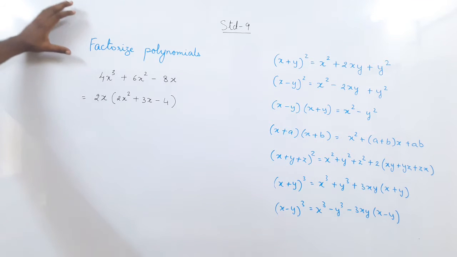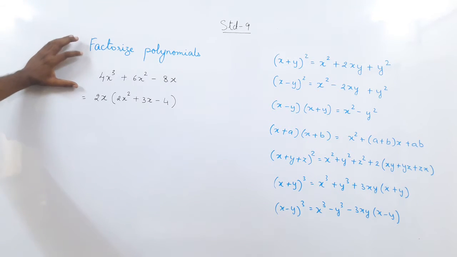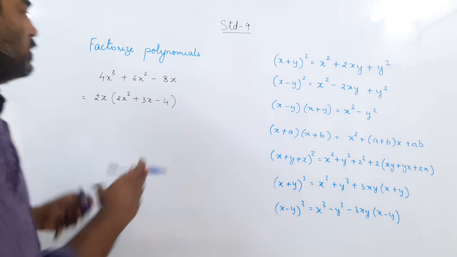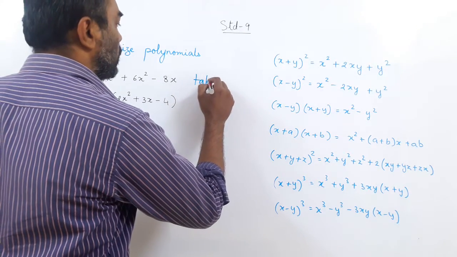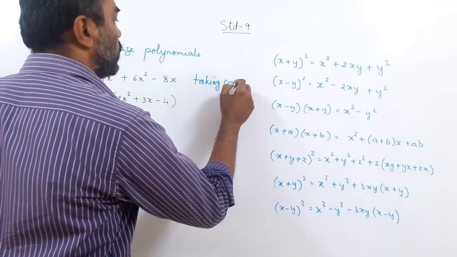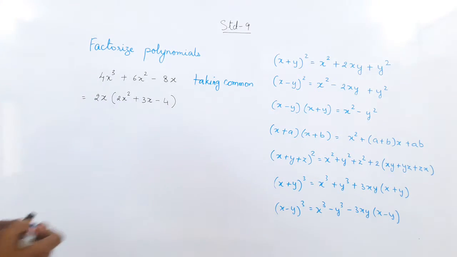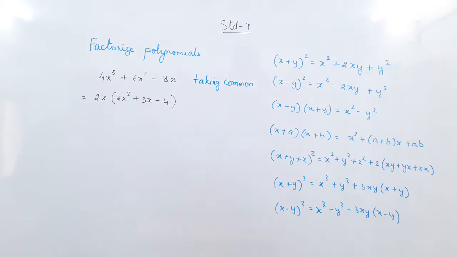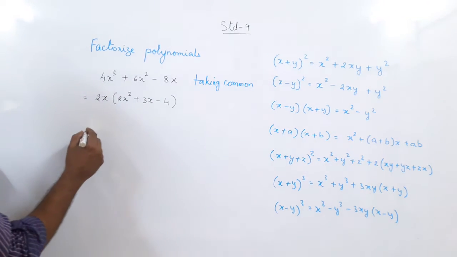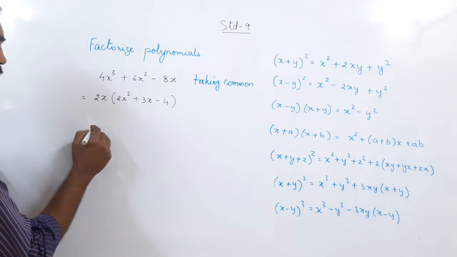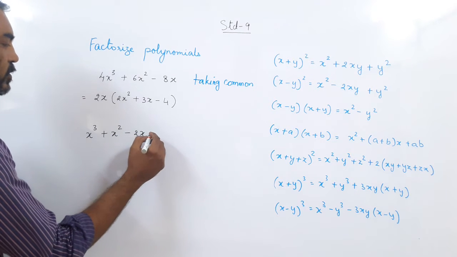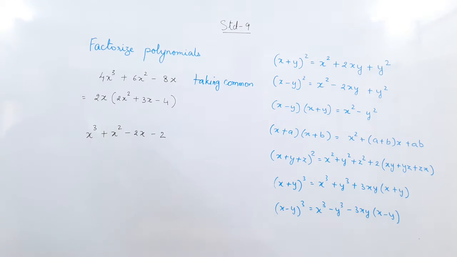But what you can see, the first step in factorizing polynomials lies in taking out things which are common. So I should mention here, the first thing we do is taking common. That is a very important step. In the beginning itself you see what can come out common and take it out. The second part we have is, for example, x cube plus x square minus 2x minus 2. This is a sum.